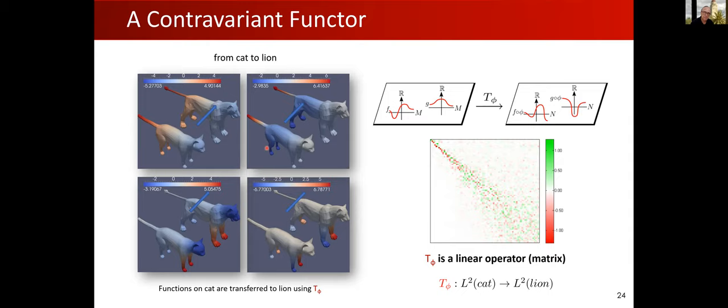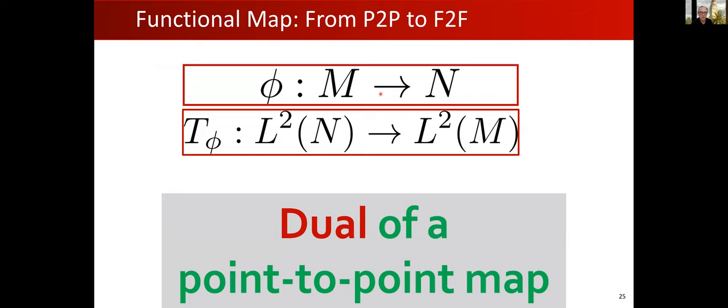Somehow it's a bit like the kernel trick in machine learning. By going to a higher dimensional space, we're able to buy linearity. So again, this is the basic setting. We have a map between two manifolds or two images or two spaces, and then we get a dual map that maps functions over the range to functions over the domain. So the functional map, F2F map, is dual to the point-to-point or P2P map.